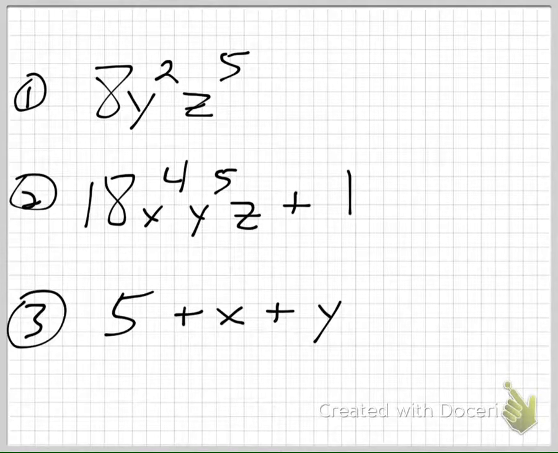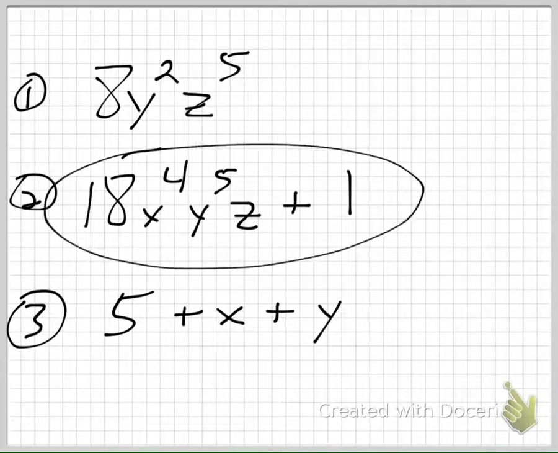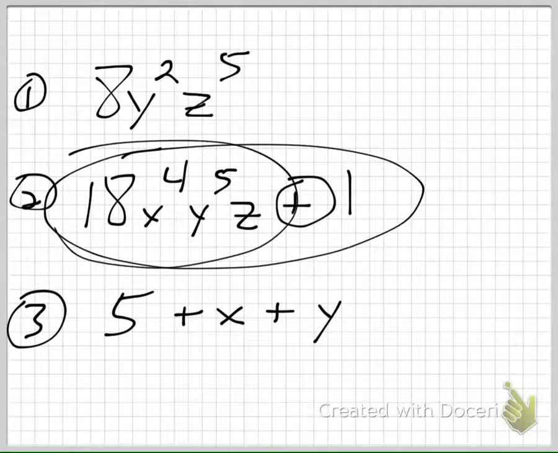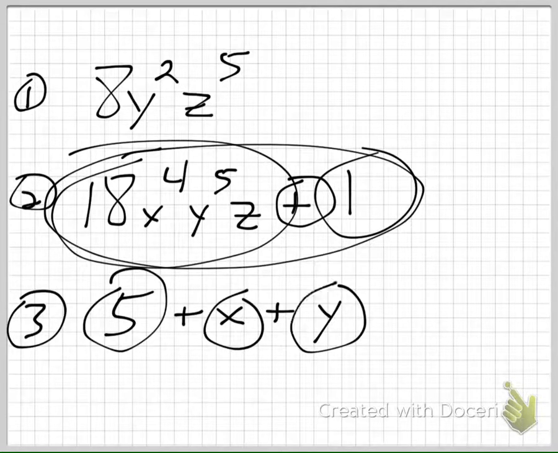1 is a monomial, right? It's big, but it's just all multiplication. That's a monomial. 2 is a binomial, right? There's a plus sign separating the two monomials. And then 3 is a trinomial. It looks simple, but there's 1, 2, 3 terms, right? Makes sense? Trinomial. I think you guys have that. That's not difficult.